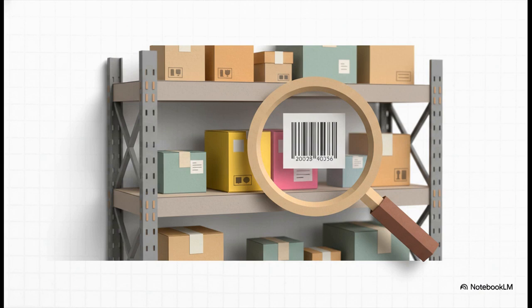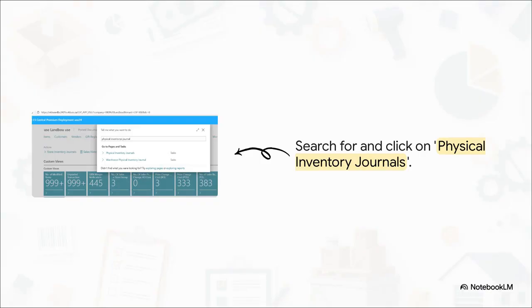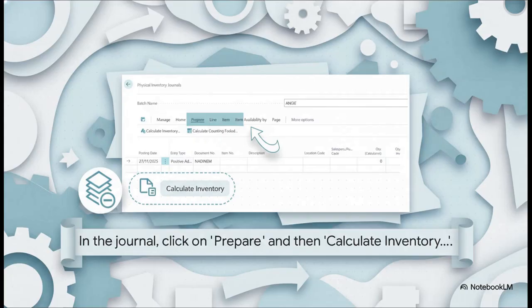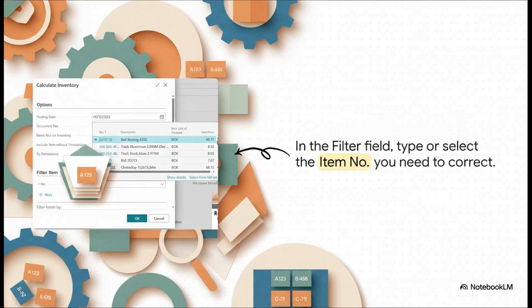Okay, on to method number 2. This is for when you just need to fix one single item. For this one, you're going to start by searching for Physical Inventory Journal right in the search bar. Once that journal pops open, you'll want to head over to the Prepare tab and click Calculate Inventory. Now, use the filter to pull up the exact item you need to fix, and then just hit OK.